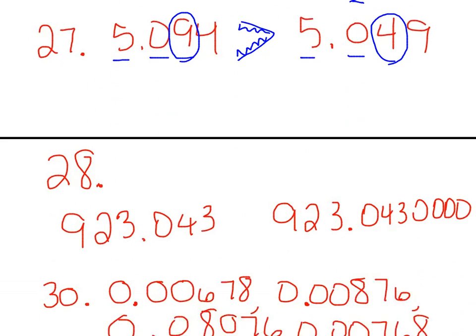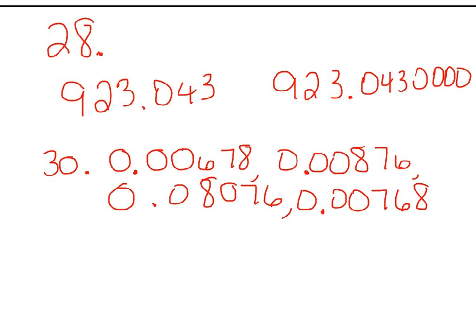Number 28, we have 9, 2, 3. These are both the same. Then we have 0, 0, 4, 4, 3, 3. And then over here we just have a bunch of zeros, which doesn't change the answer, so these are exactly the same.